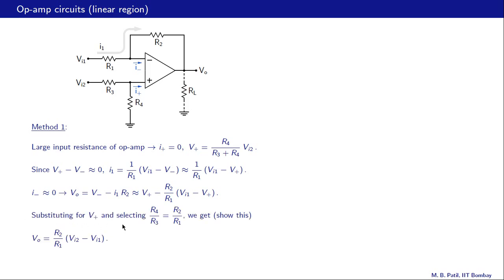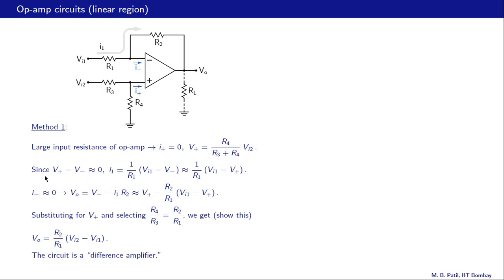And in doing that, if we select R4 by R3 to be equal to R2 by R1, then we end up with this very simple relationship, namely VO is R2 by R1 times VI2 minus VI1. So this circuit is serving as a difference amplifier. It is amplifying only the difference between the input voltages, and we can adjust the gain simply by choosing appropriate values of R2 and R1, and of course also making sure that R4 by R3 is equal to R2 by R1. So there is some algebra involved here, so you are definitely encouraged to start with this equation, use this condition, and then arrive at our final result.